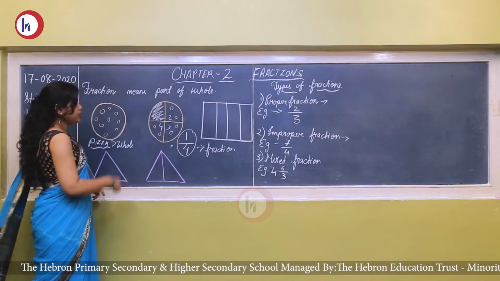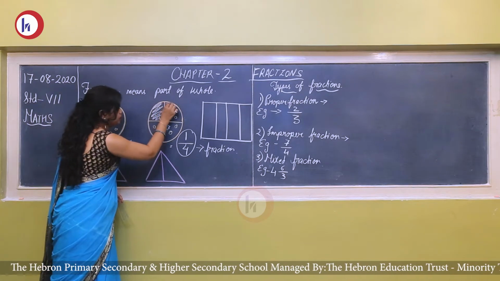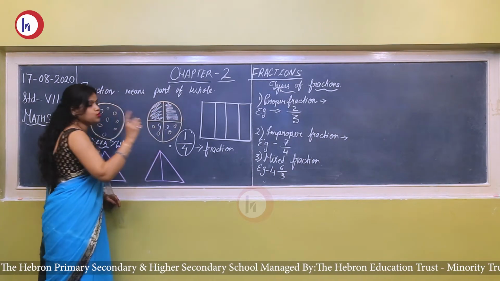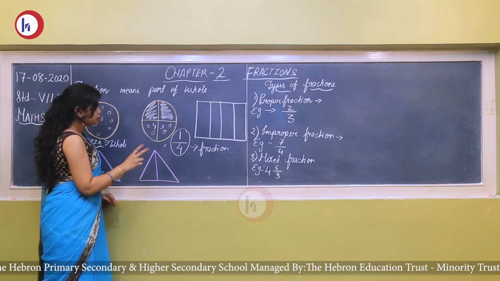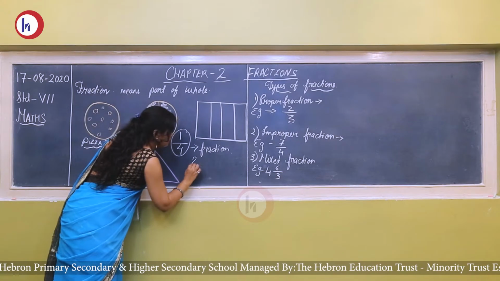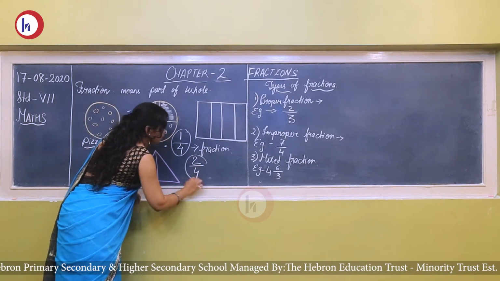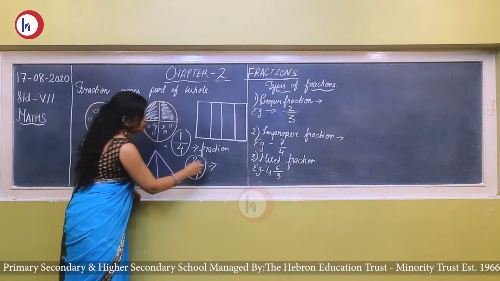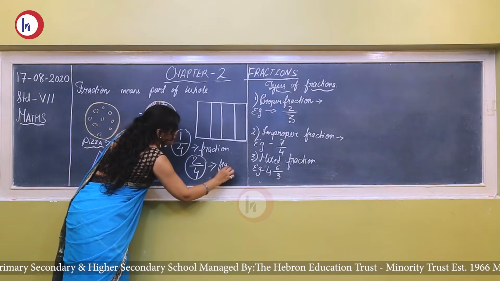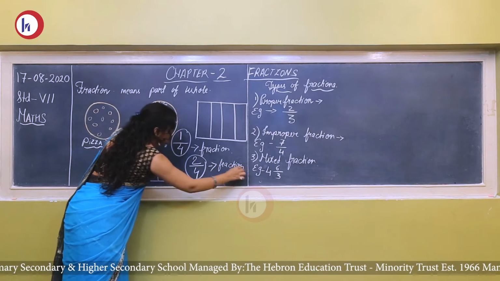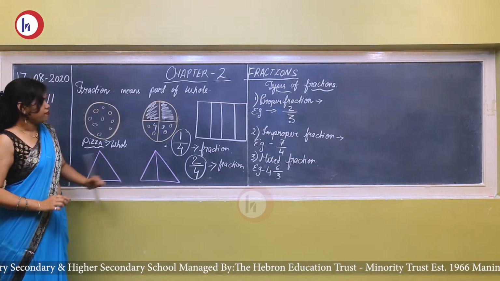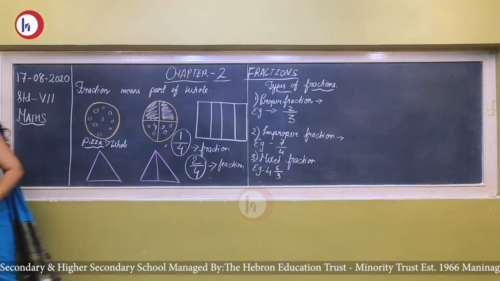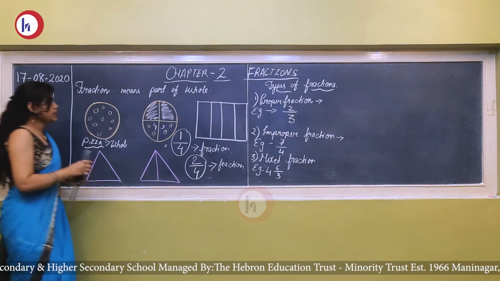Suppose you are eating another part of the pizza, that means now 2 parts are finished. So how are you going to describe this? You will describe it as 2/4. That means out of 4 pieces, 2 pieces are finished. So this is a fraction. This way we show fraction.